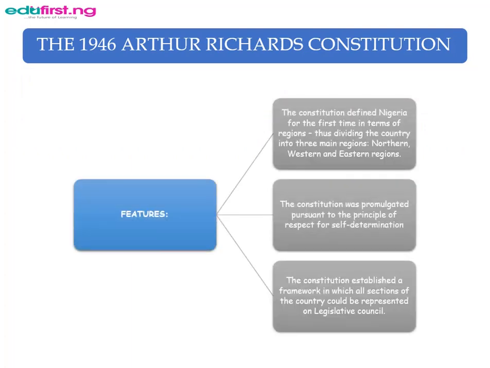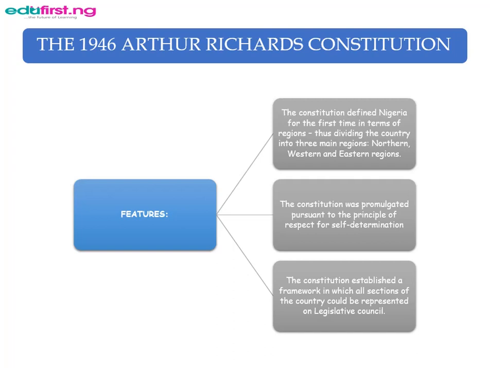The Constitution was promulgated pursuant to the principle of respect for self-determination. And this principle came about after World War II. So after World War II, nations and proponents around the world were pushing the self-determination agenda, and it was reflected in the 1946 Constitution.